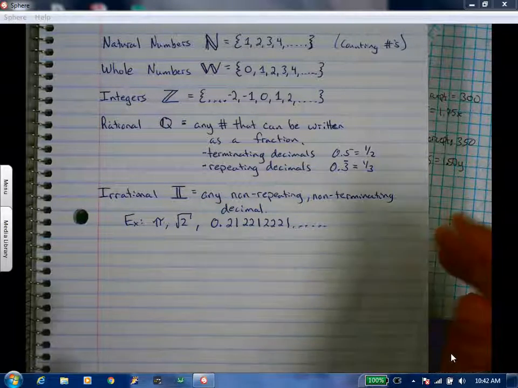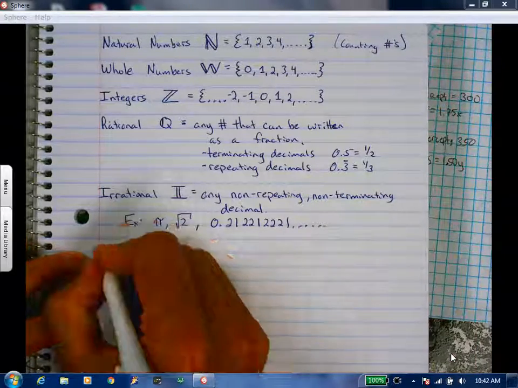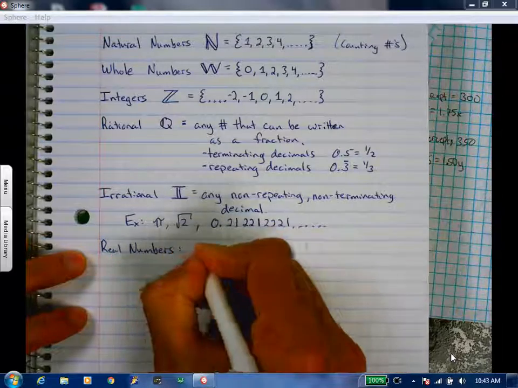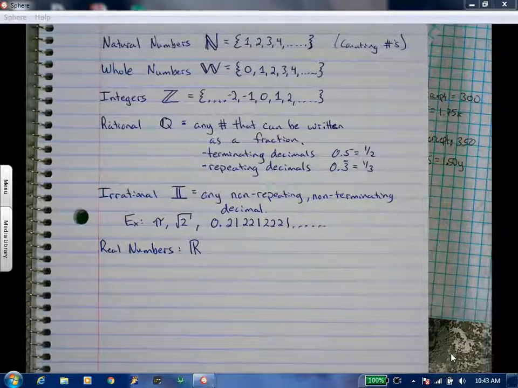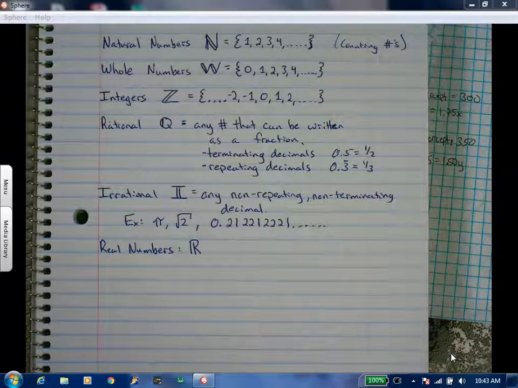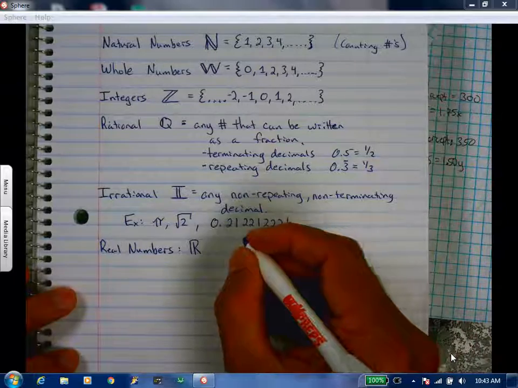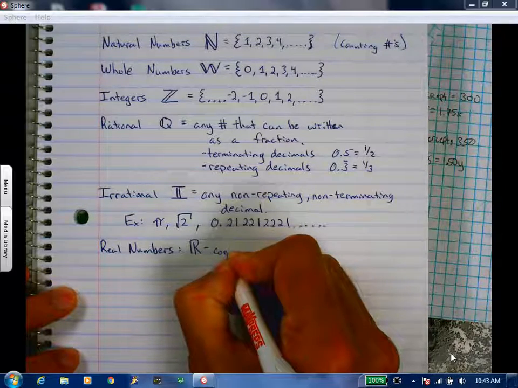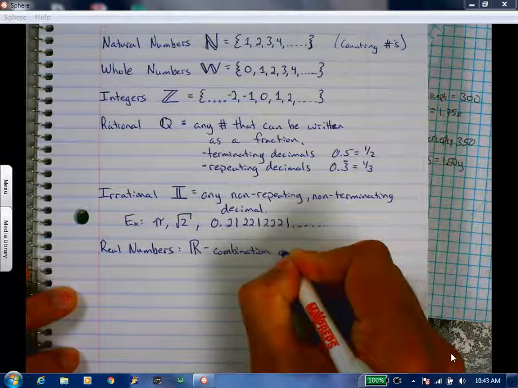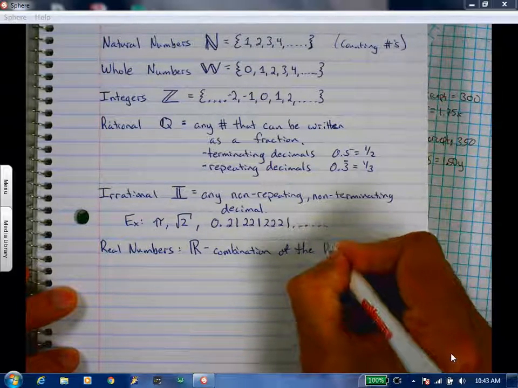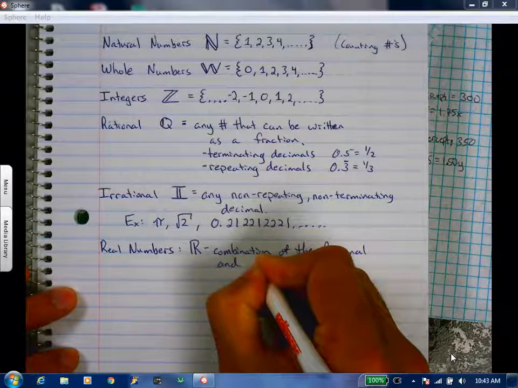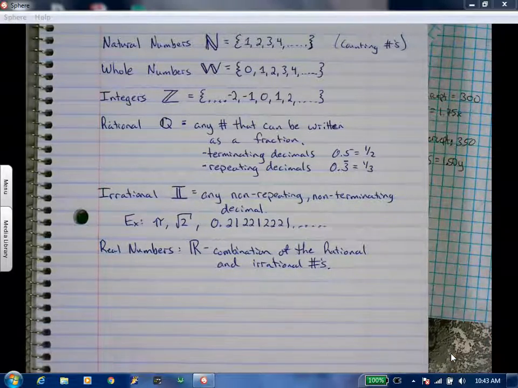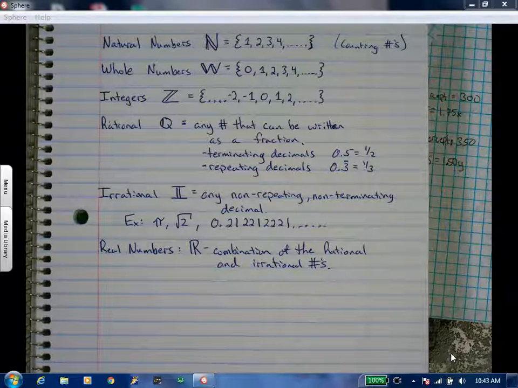Okay, we're getting there. The real numbers. Double-legged R. That is the combination of the rational and irrational. You put the rational and irrational numbers together, and they make the real numbers. The real numbers include everything.